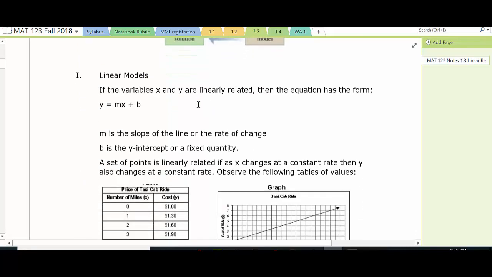Now, what we're going to focus on mostly in this section is what we call a linear model. That's what we've been talking about. So we know y equals mx plus b. That's the equation of a line. So a couple of examples on this. We've learned that m is the slope, b is the y-intercept. We've learned that b is a fixed quantity and m is a rate of change. Those are the key things.